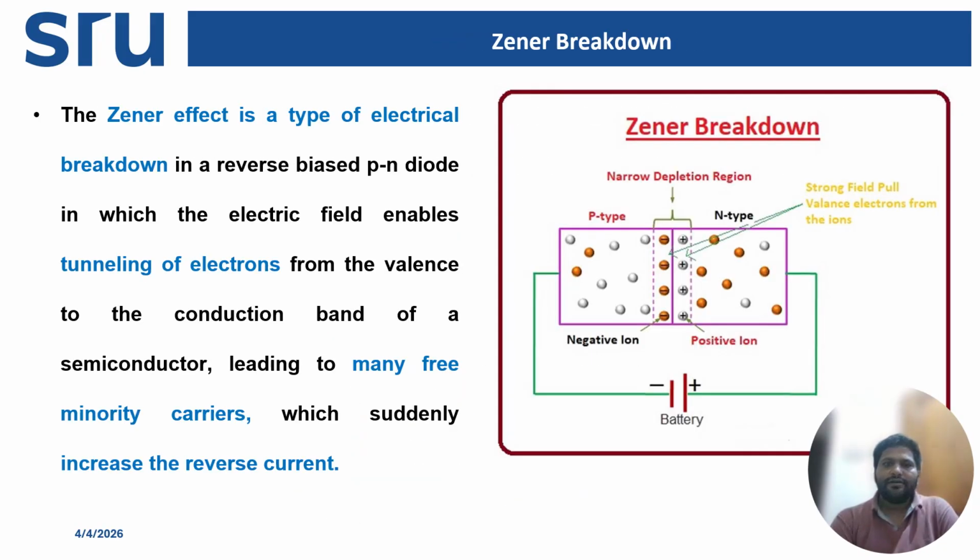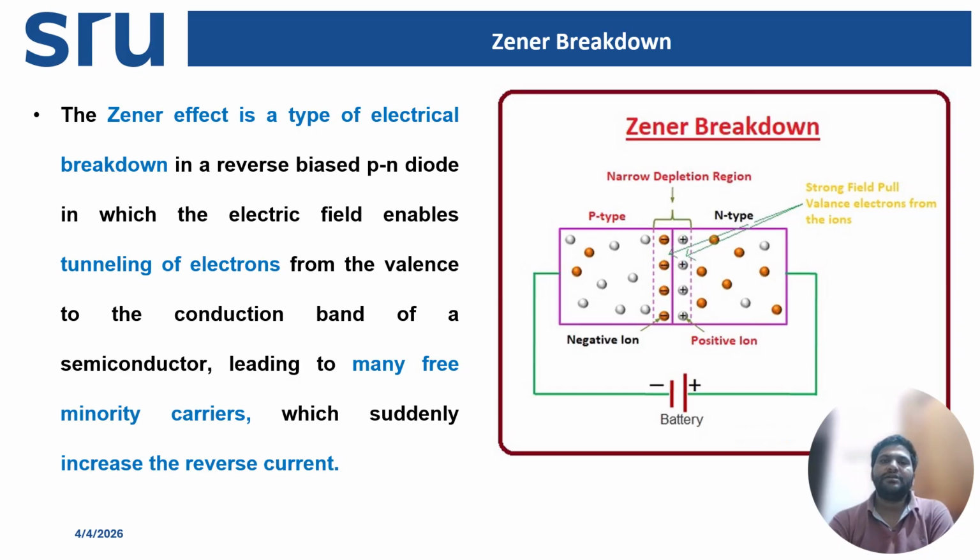So next is Zener breakdown. In this diagram, we observe the Zener breakdown mechanism inside the PN junction diode. Let us understand each part clearly. Structure: in the PN junction, on the left side we have a P-type region, on the right side we have an N-type region. Between them there is a very thin region marked as the narrow depletion region.